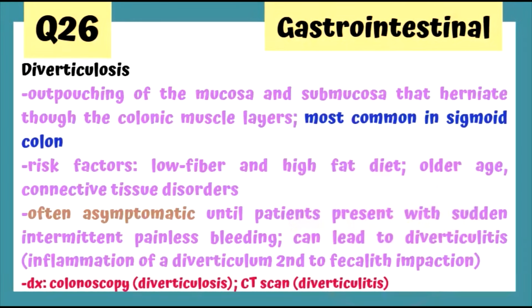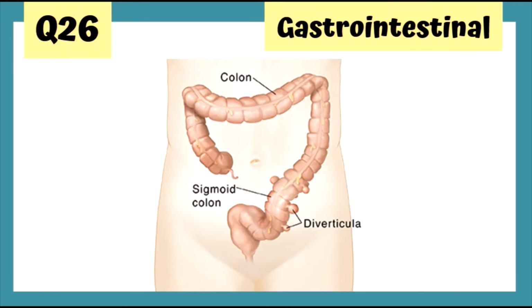inflammation of a diverticulum secondary to a fecalith impaction. Diagnosis of diverticulosis is with colonoscopy and CAT scan for diverticulitis. Here we just have the diverticula by the sigmoid colon.